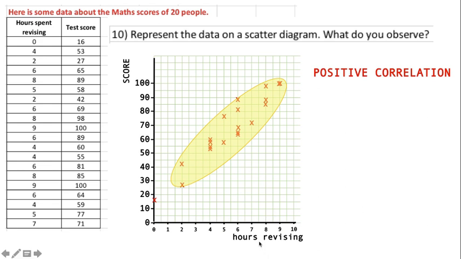By the way, I've put the hours revising on the horizontal axis and the score on the vertical axis because the score depends on the hours you revise, and you tend to put the dependent variable on the vertical axis.